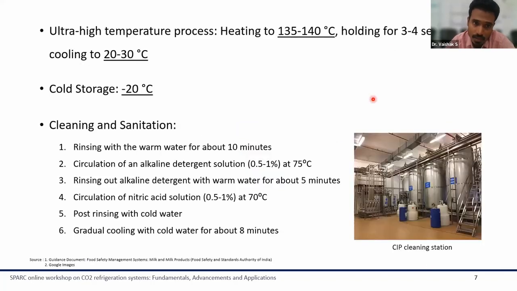Another process which happens in the dairy is the ultra high temperature process. This is generally applied to products which are stored at normal conditions. That means the product subjected to this ultra high temperature does not require refrigeration while storing, and it also has a high shelf life. A typical example is the milk which we buy in Tetra packs, which are generally stored outside the refrigerator.